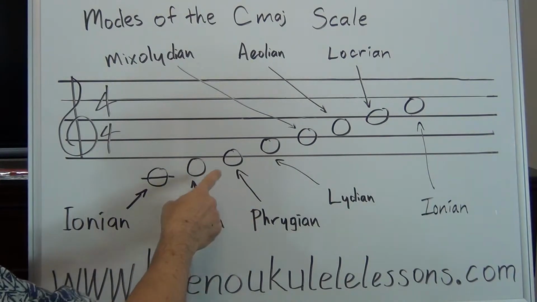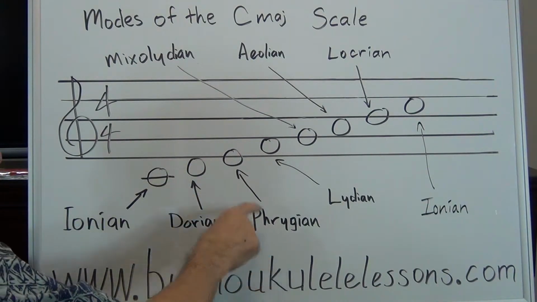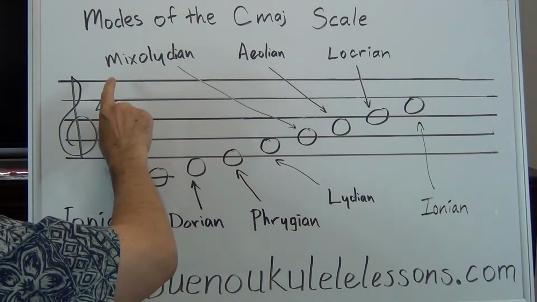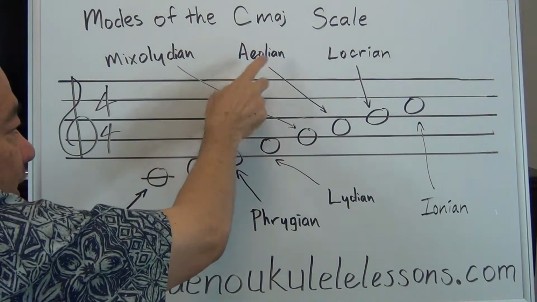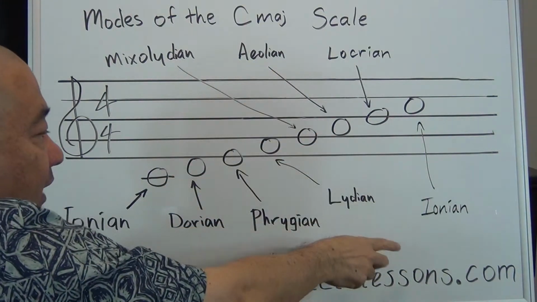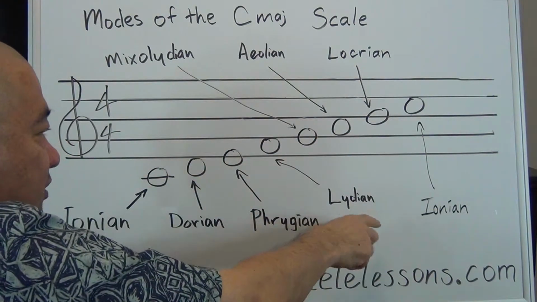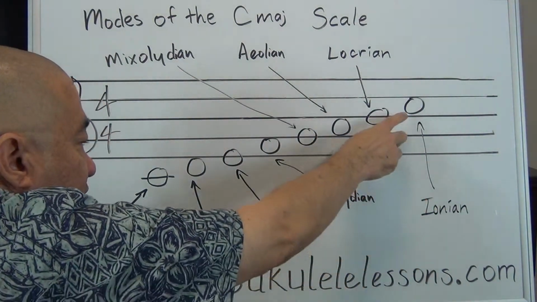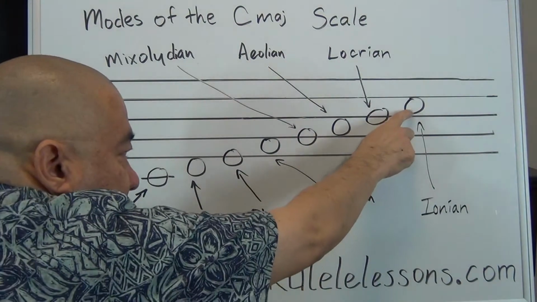The next note, which would be the start of the next scale, would be a Phrygian. Next would be a Lydian. Next would be a Mixolydian. Next would be an Aeolian, and then a Locrian. And once again, you get the Ionian over here because that's a C, that's a C.